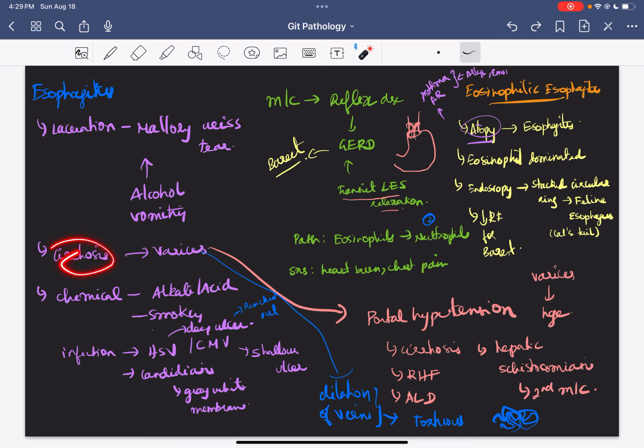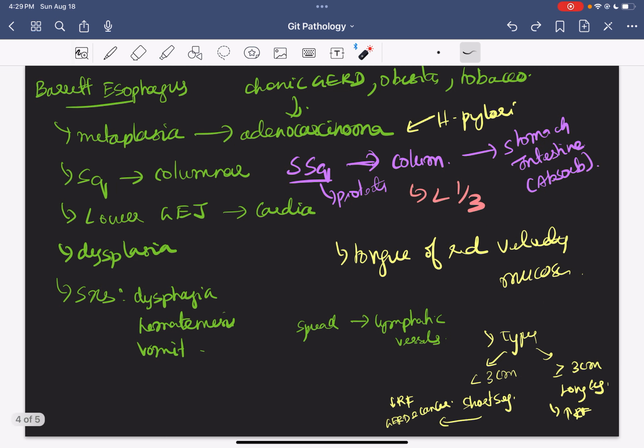Now, to explain how cirrhosis can cause varices in your esophagus, you should know the concept of portal hypertension. Portal hypertension, that is due to cirrhosis, right-sided heart failure, alcoholic liver disease, or hepatic schistosomiasis. As a result, the veins become clogged with blood, and you have dilation of veins, tortuous course of veins. That results as your varices. Now, what about Barrett's esophagus?